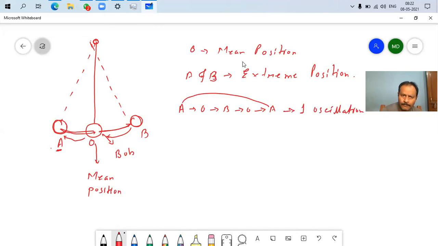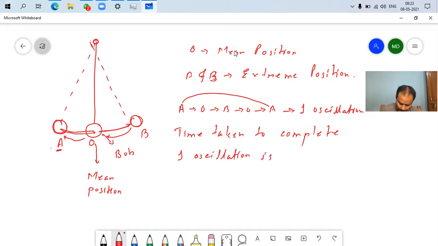Hopefully you can understand what we mean by one oscillation. It means oscillation from one extreme to another extreme and then back to the first extreme. This is one oscillation. Now the time taken to complete one oscillation is the time period.